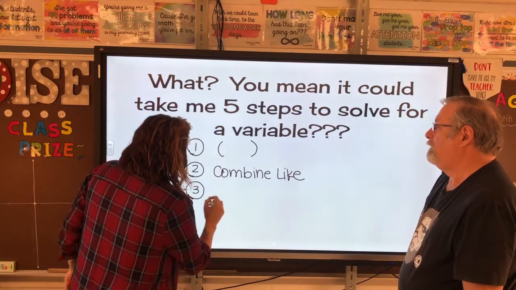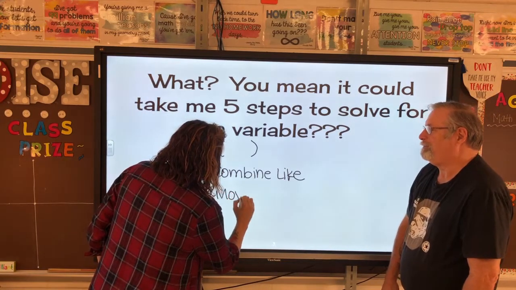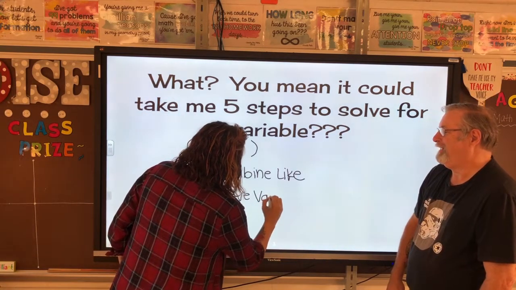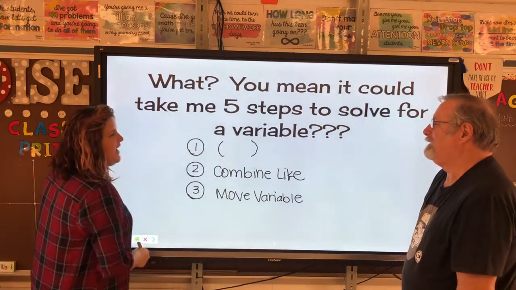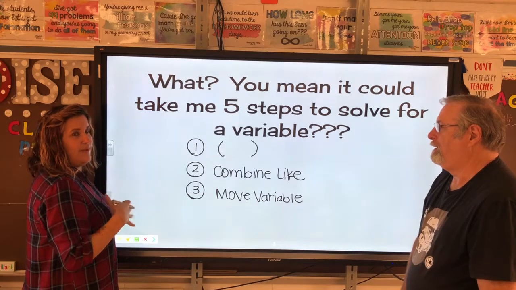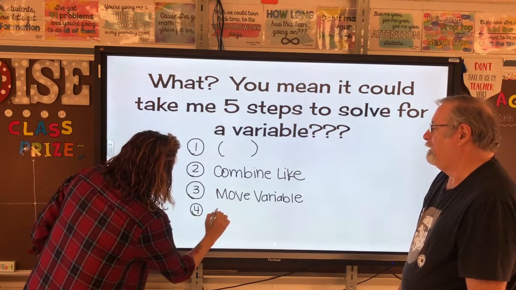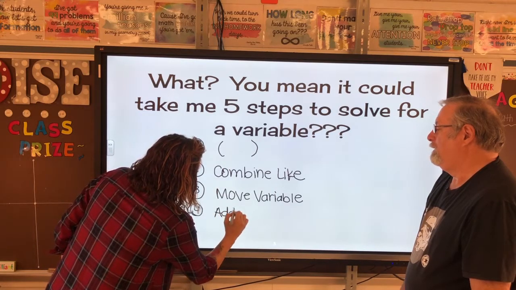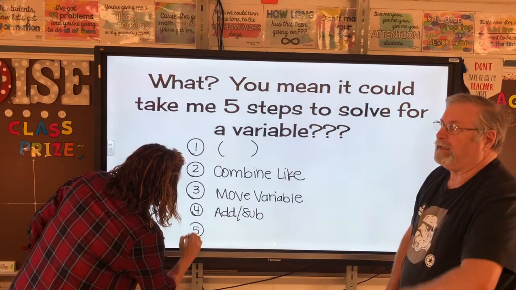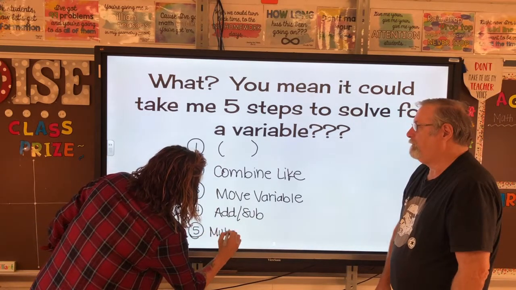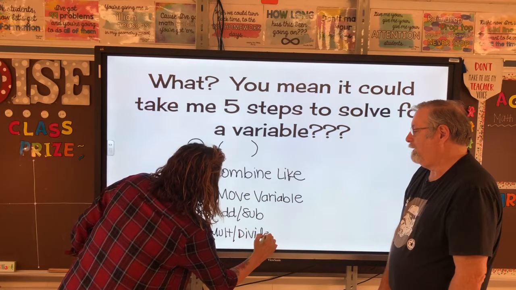Then you're going to move the variable to one side. On these ones, they'll be on one side, but in the next video they're on both sides. And then we add and subtract. And then finally, multiply or divide, whatever is the opposite of what's with the variable. What's the opposite of the coefficient?